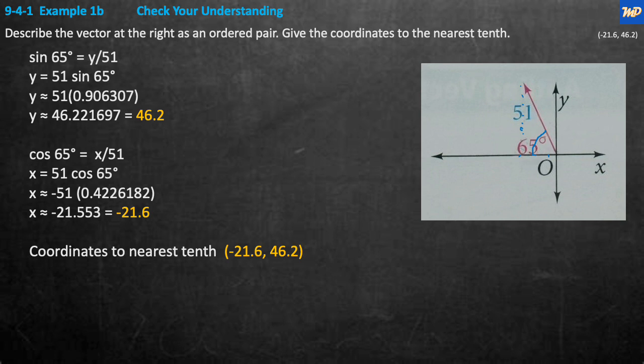And why is it negative? Because when you look over here, you see that our vector is in the second quadrant, right? And in the second quadrant, x is negative, y is positive. So coordinates to the nearest tenth are x equals negative 21.6 and y is 46.2.